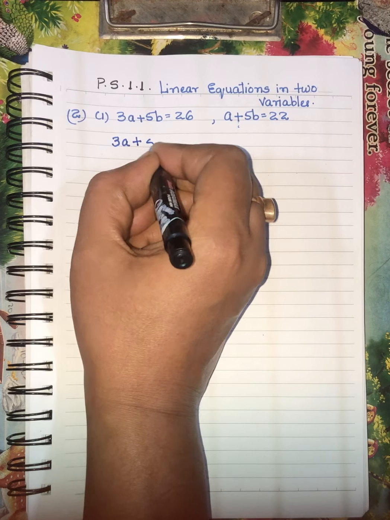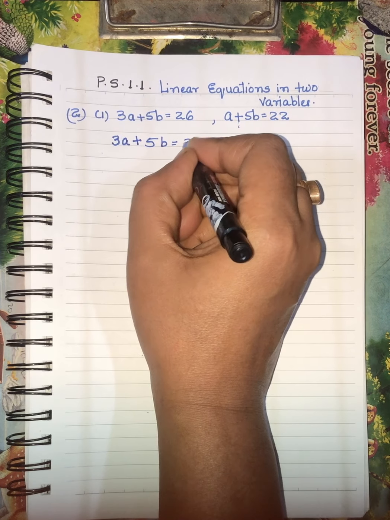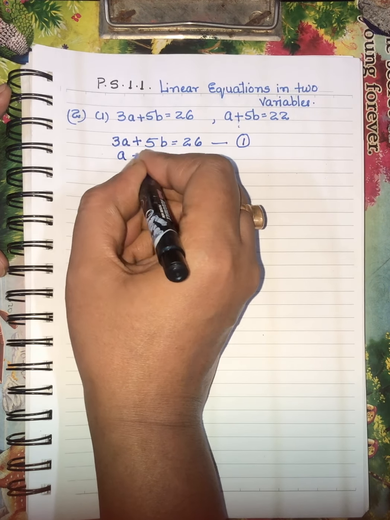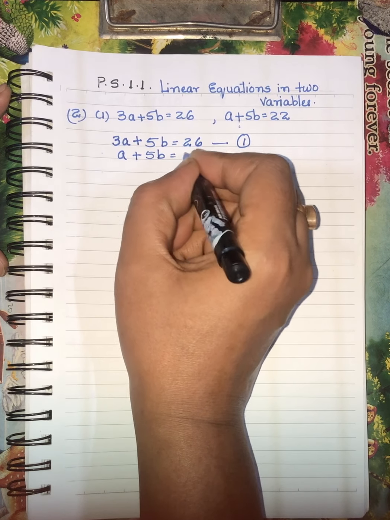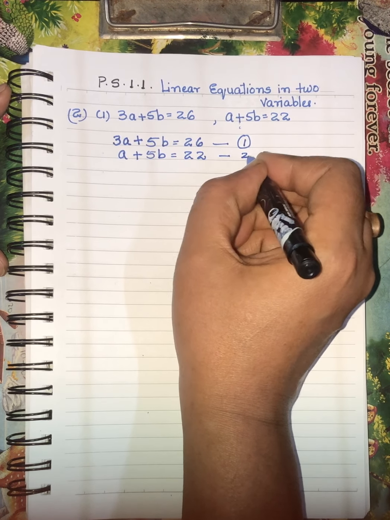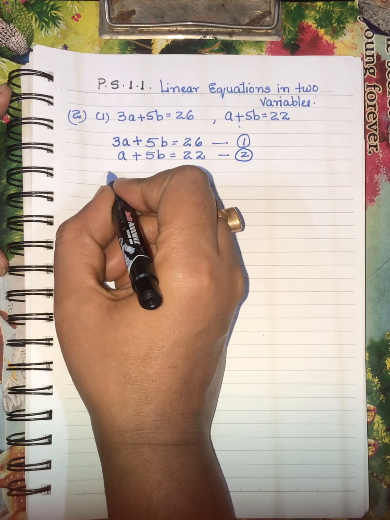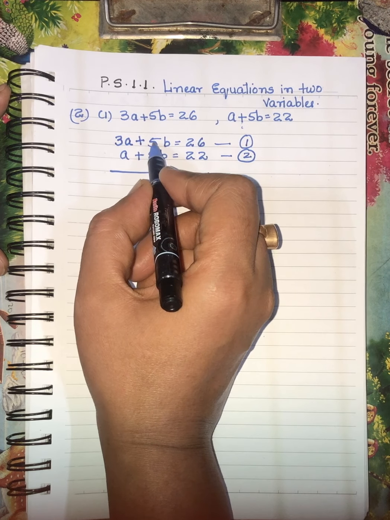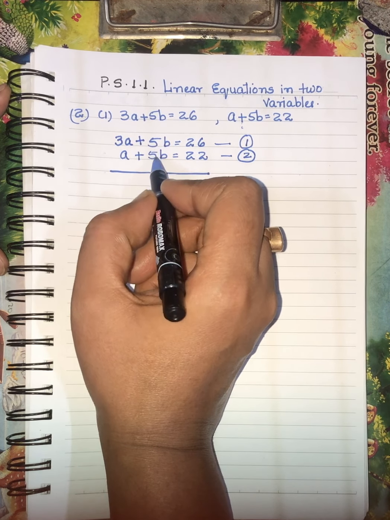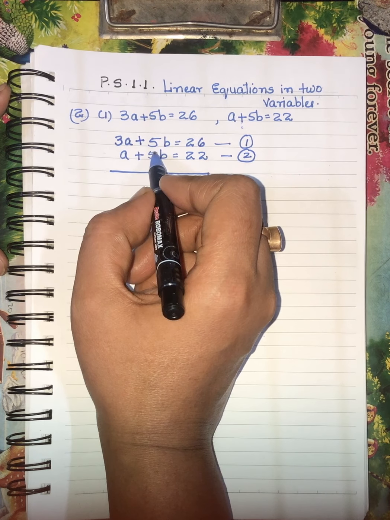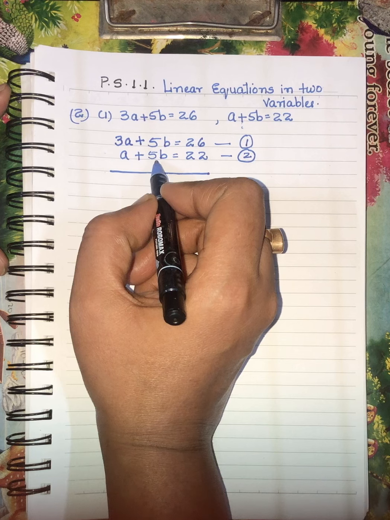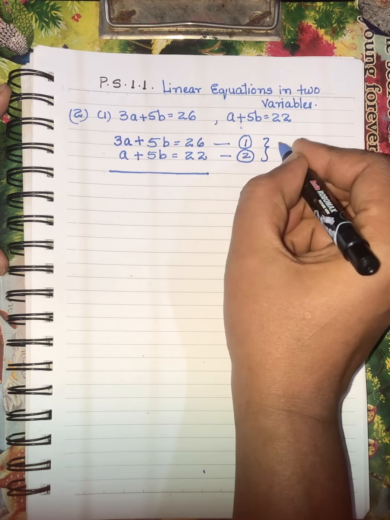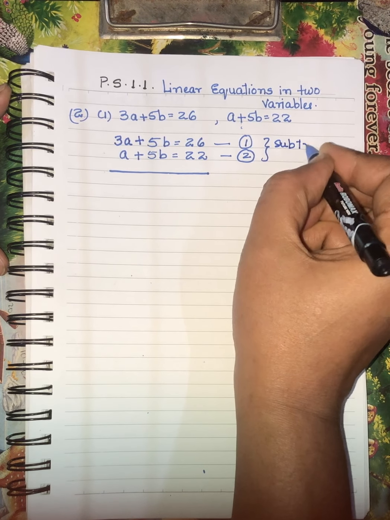3a plus 5b is equal to 26 is the first equation, and a plus 5b is equal to 22 is the second one. If you see these equations, we don't have to change them in any manner because already the b variable has the same value of coefficient in both the equations. So only we have to change the sign, and for the change of sign we have to subtract these equations.